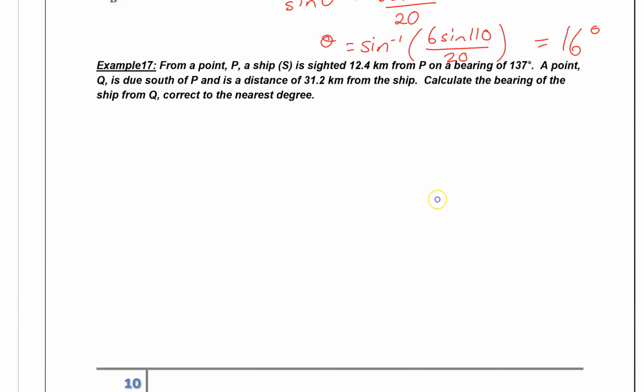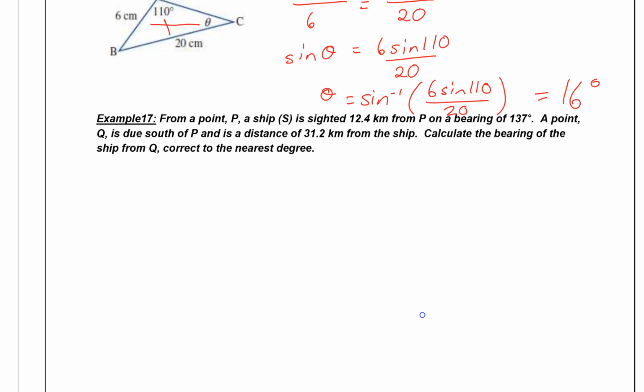Excellent. And here's another example. From a point P, a ship is sighted 12.4 kilometers on a bearing of 137. So 137 is down here in what we call the 4th quadrant. If it were on a clock, it would be somewhere between 4 and 5 o'clock, I suppose.